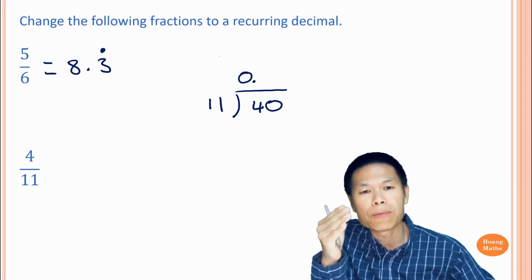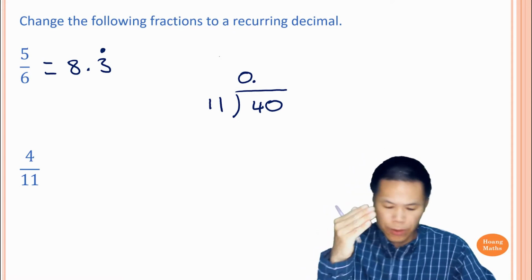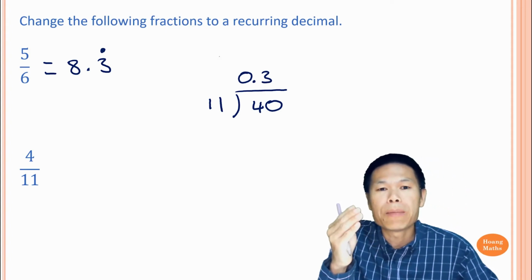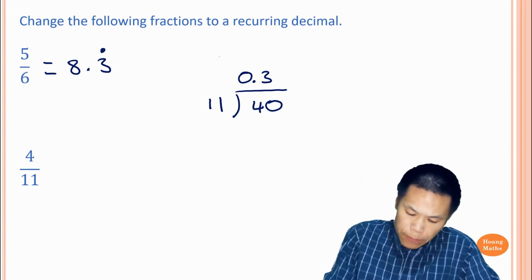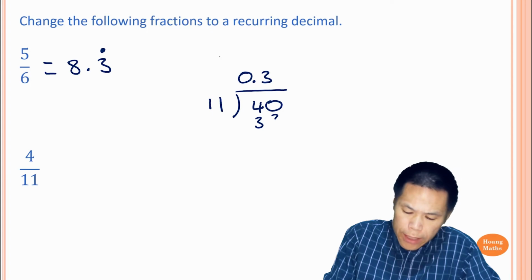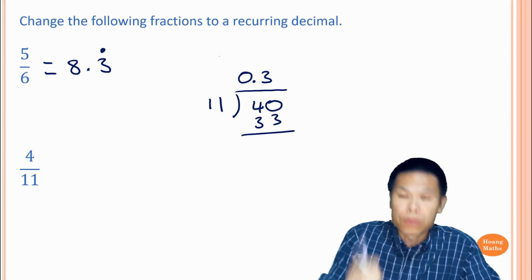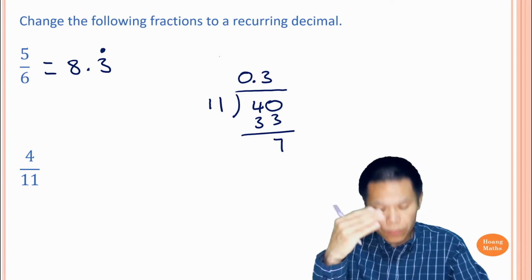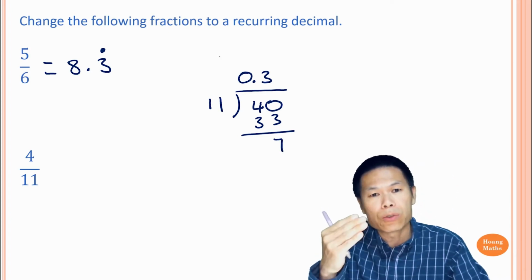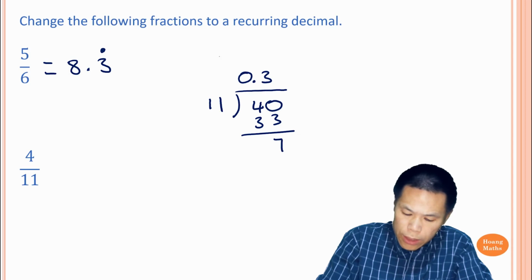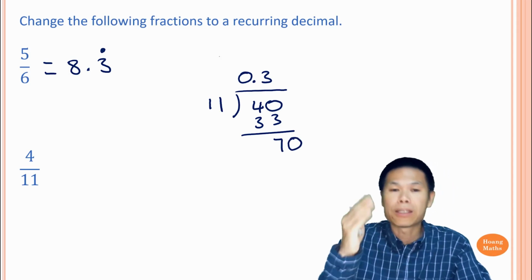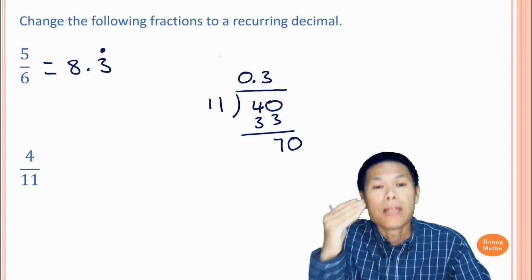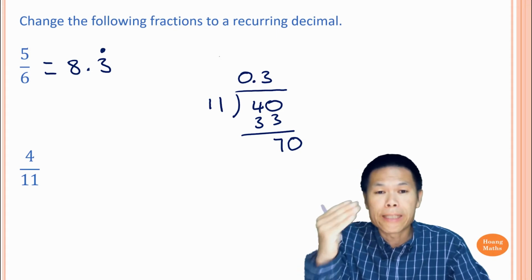So how many lots of 11 go into 40? That is 3 times, because 3 times 11 is 33. And the remainder is 7, because 40 minus 33 is 7. Then 11 cannot go into 7, so we write a 0 at the end of 7. So it becomes 70. Now 11 goes into 70 6 times.